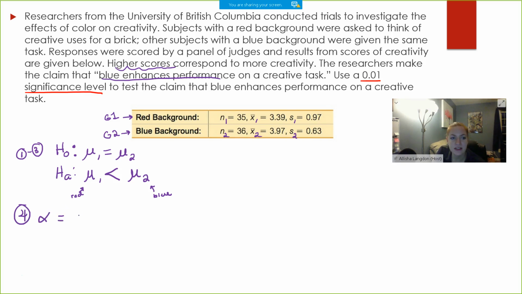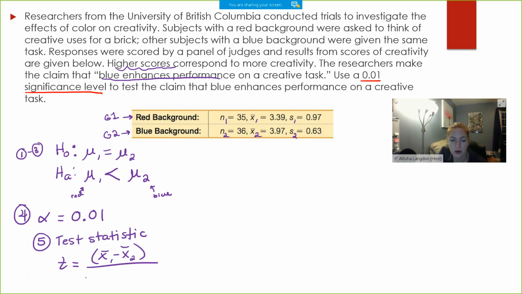Our alpha has changed. It's 0.01. Step 5, we need to go ahead and do our test statistic. Just as a reminder, t equals x1 bar minus x2 bar all over the square root of s1 squared over n1 plus s2 squared over n2.